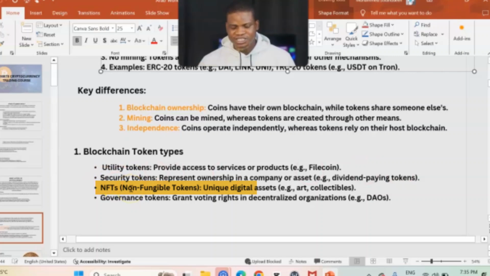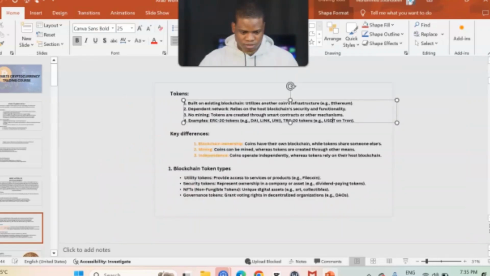We have NFTs, which are non-fungible tokens. They are unique tokens that cannot be recreated, like art and collectibles. In 2019 to 2021, it was NFT season. Now we have a lot of celebrities patronizing the NFT world, and also governance tokens, which grant voting rights in decentralized projects.